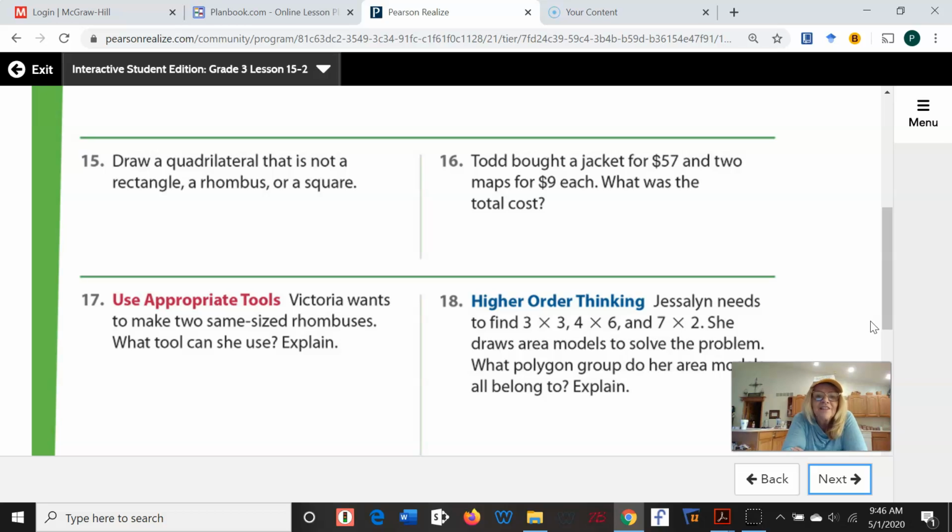Okay, let's go ahead and look at that rhombus. How many angles does a rhombus have? Think time. 1, 2, 3, 4 angles. Are the angles of a rhombus square angles or right angles? 1, 2, 3.